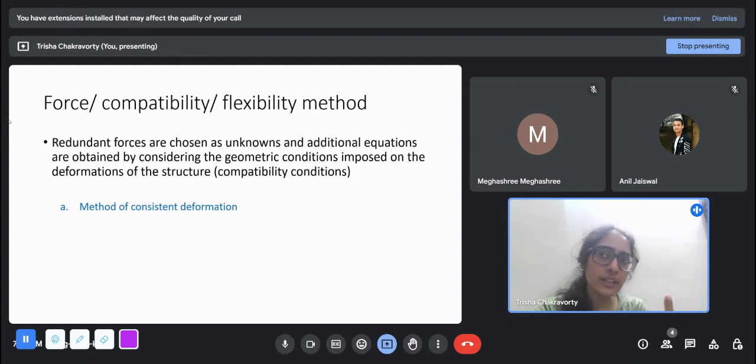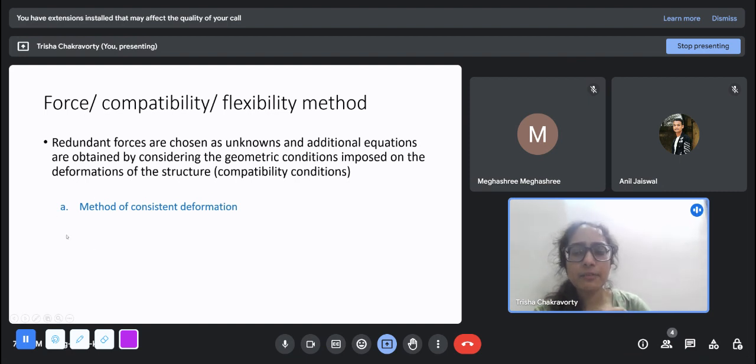If the structure is 1 degree indeterminate, you have to take one force or moment as a redundant force. If it is 3 degree indeterminate, you have to choose 3 forces, or a combination of forces and moments, as redundant forces. Those will be the number of unknowns to be solved using the compatibility conditions, because the equations of equilibrium you can already solve. So 3 forces or moments by default you can solve using equilibrium equations, and the remaining redundant forces you have to solve using these compatibility conditions.